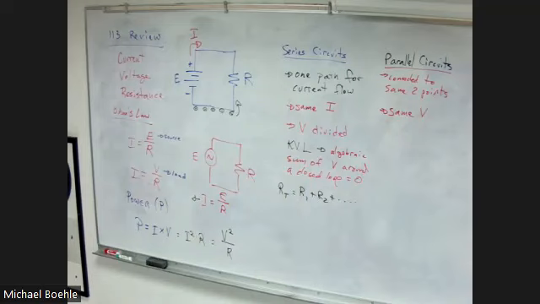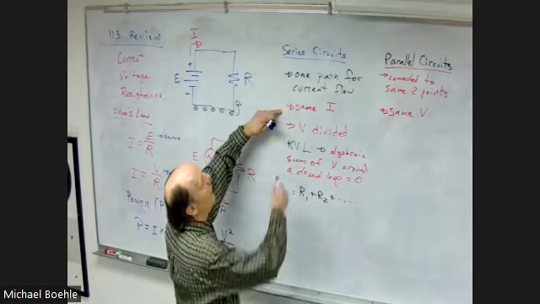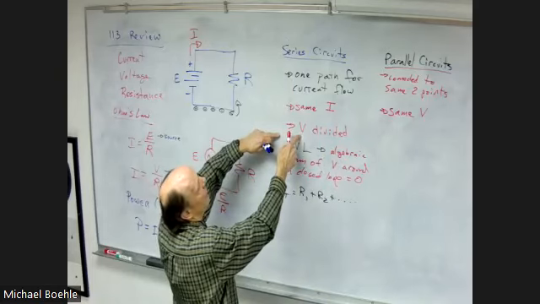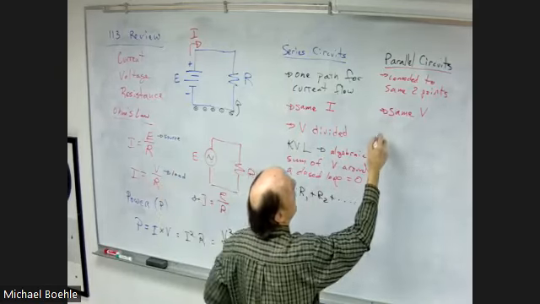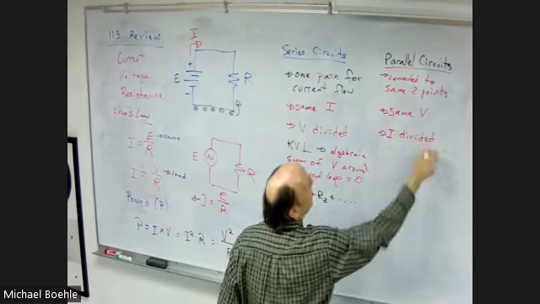So what happens with current in the parallel components? Current is divided. Exactly. So all I'm doing is just swapping: same current for series, same voltage for parallel. For series components, voltage gets divided. For parallel components, current is divided.